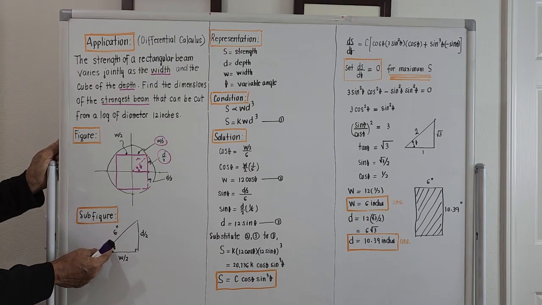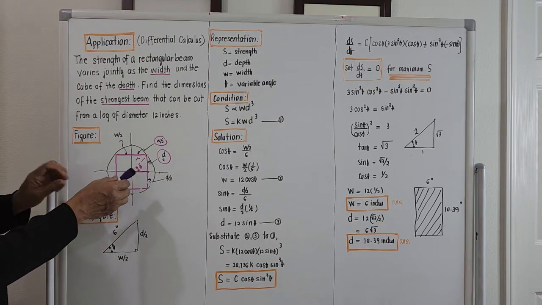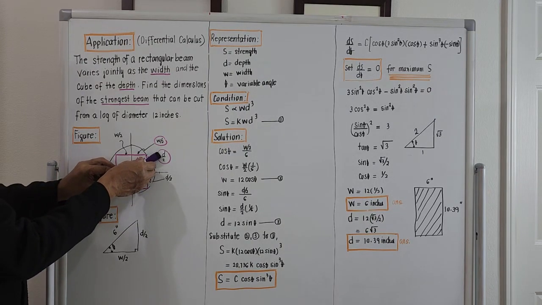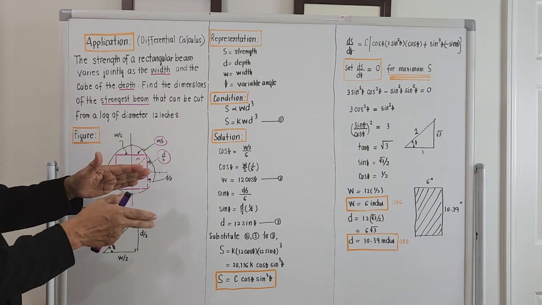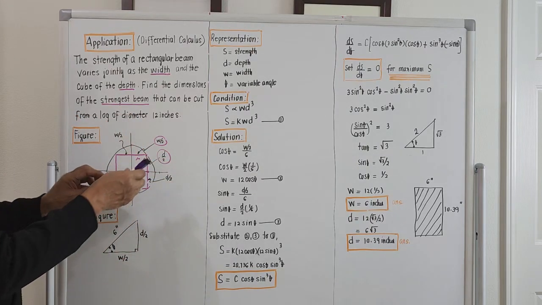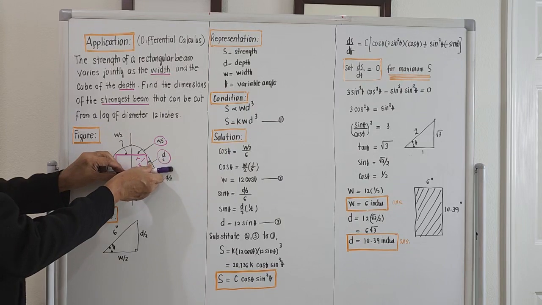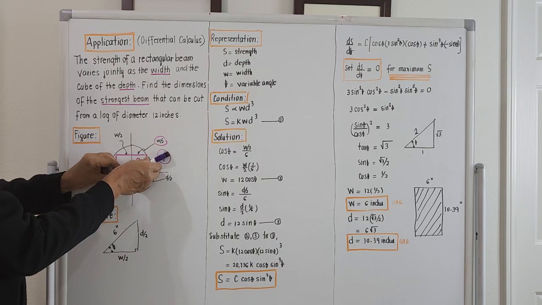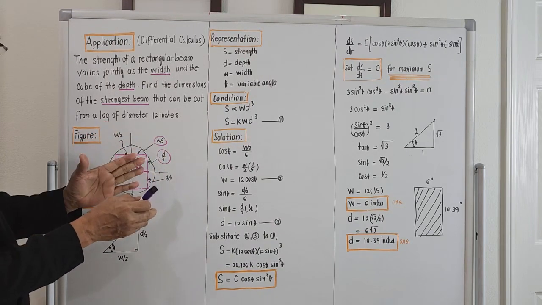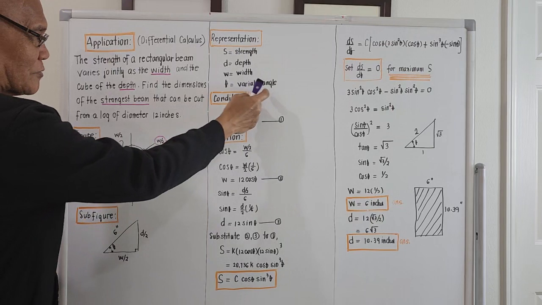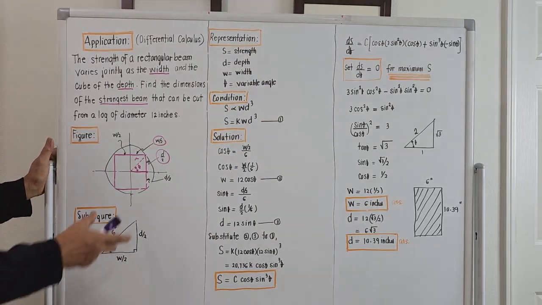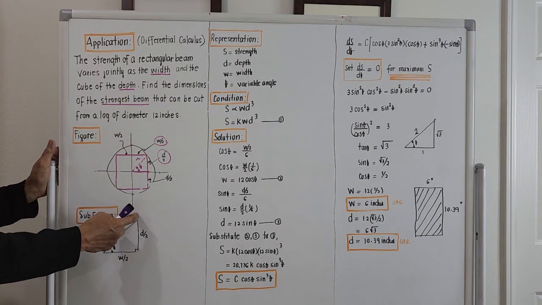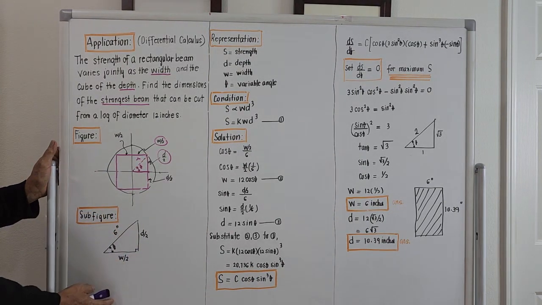This angle theta is actually variable, because we do not know the exact value of theta which will give the dimensions of the rectangular beam to be the strongest. This theta could be a certain angle, one degree maybe, or 45 degrees, we do not know. That's why for the meantime, this angle theta is variable. And from the given figure, we could bring out a right triangle.